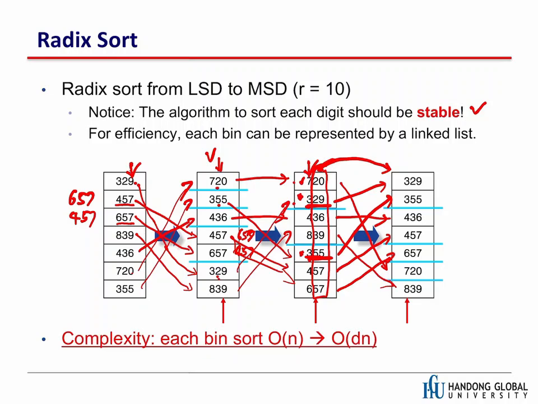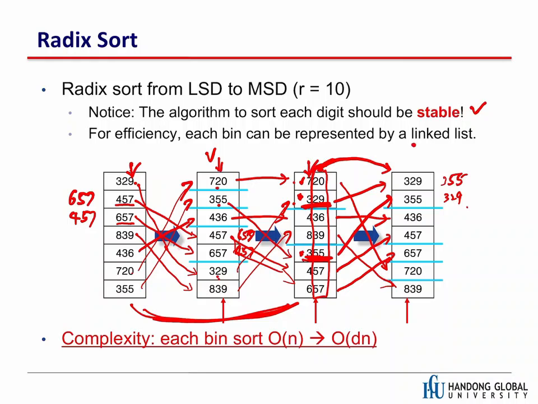If the sorting algorithm is not stable, like a quick sort, then when we distribute this number and this number to this bin, then we might have different order, like a 355 and 329. Then we are losing some information from these stages. So to keep the information from these stages, we have to use a stable algorithm.